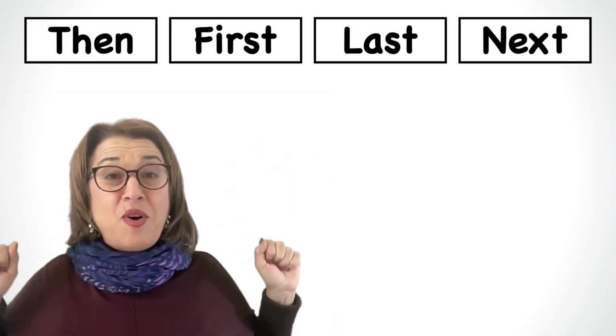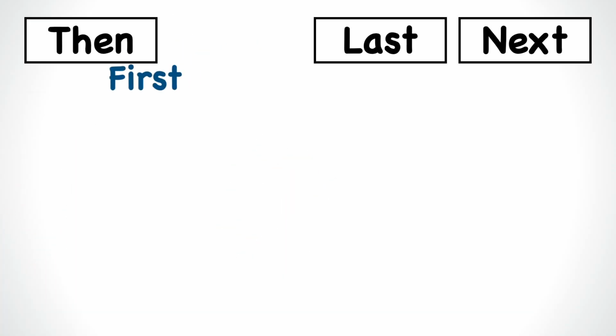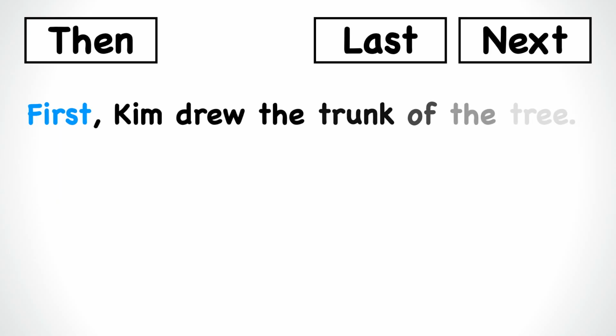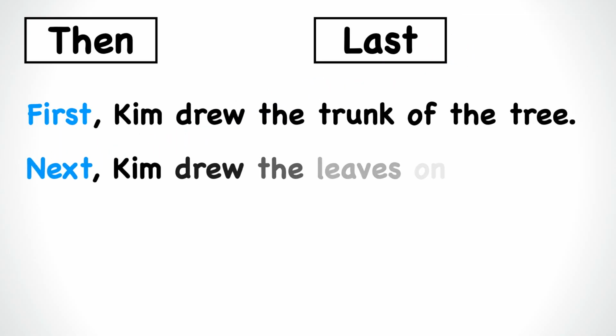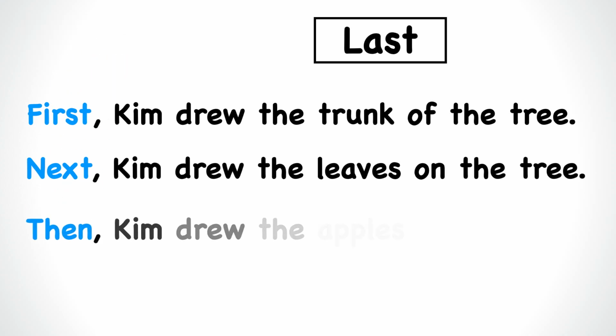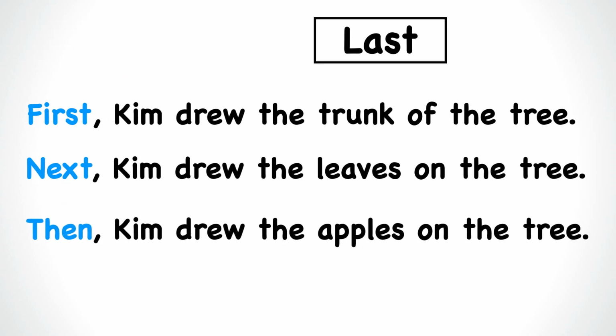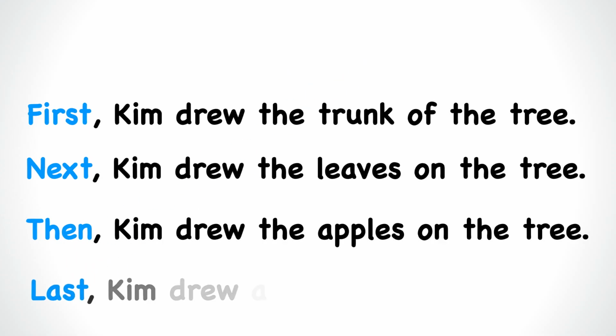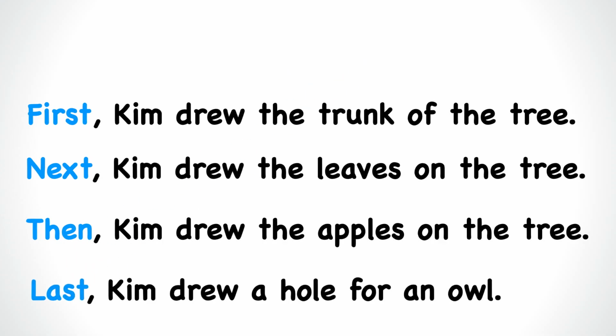Now, let's practice telling the whole story in order. First, Kim drew the trunk of the tree. Next, Kim drew the leaves on the tree. Then, Kim drew the apples on the tree. Last, Kim drew a hole for an owl.